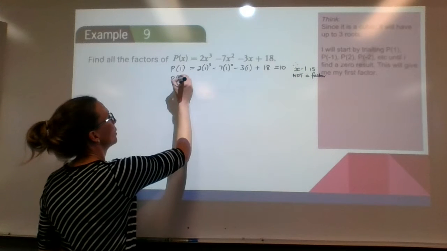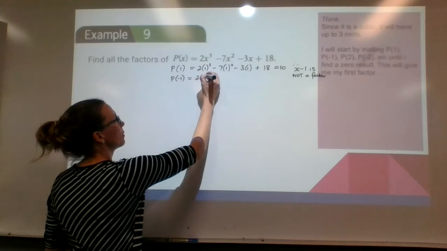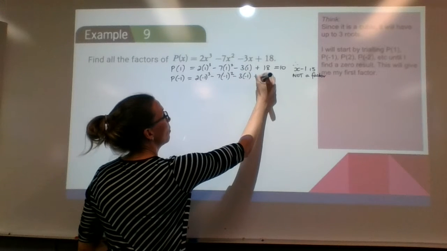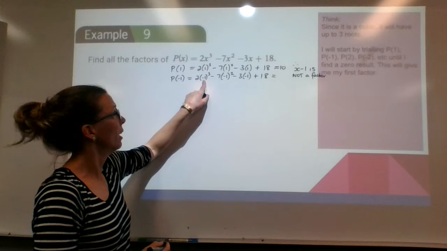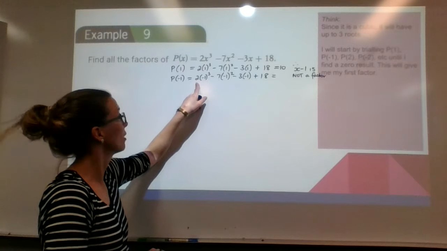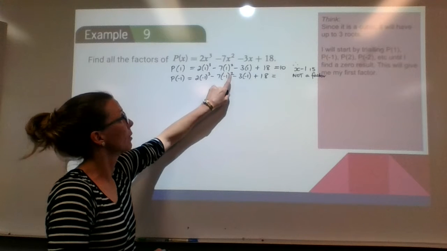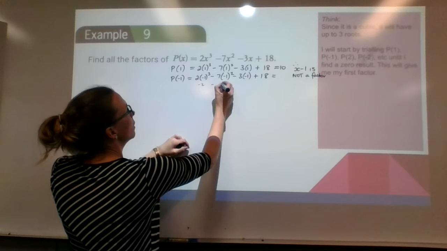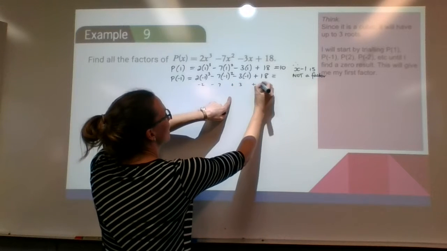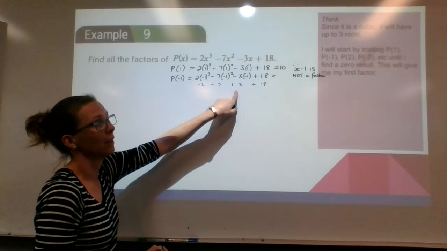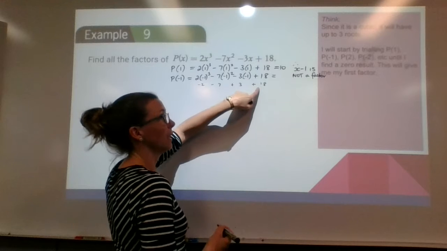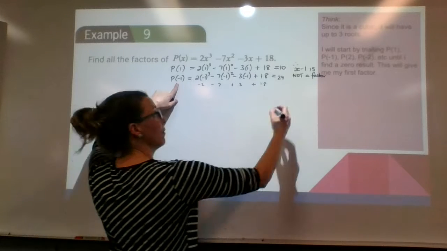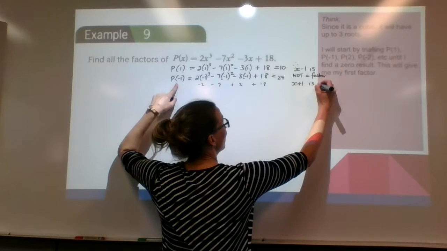Then I'll try, that didn't work, so I'll try a negative 1. So 2 lots of negative 1 cubed, take 7 lots of negative 1 squared, take 3 lots of negative 1 plus 18. So now I've got negative 1 cubed is negative 1, so times 2 is negative 2. Negative 1 squared is positive 1, so I've got negative 2 take 7 plus 3 plus 18. I've got negative 9 plus 3, which is negative 6, plus 18 is 24. So that's not equal to 0. Therefore, the opposite sign, x plus 1, is not a factor.